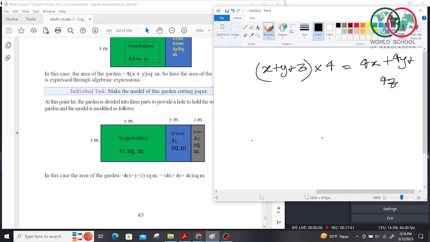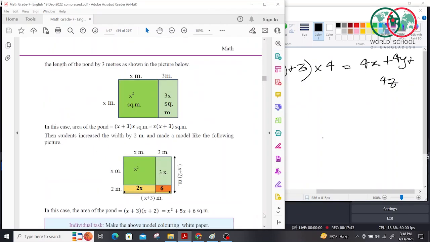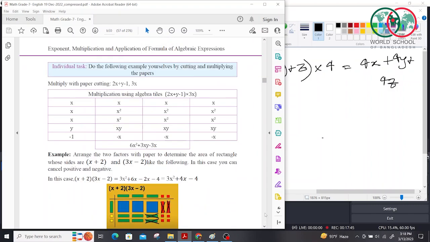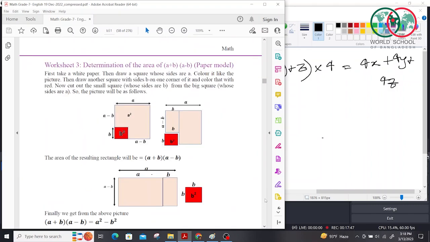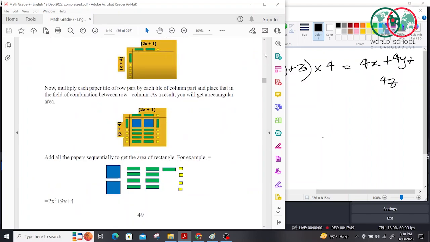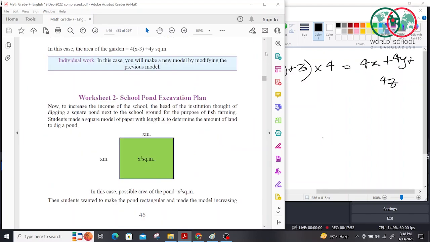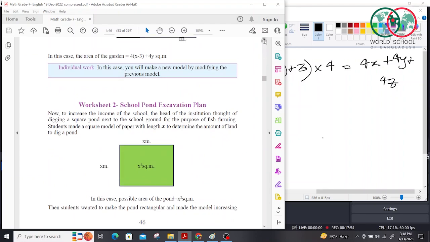What about volume? Suppose you were given... okay, let's do one thing. Let's do the volume in the next class. I think that's enough for today.